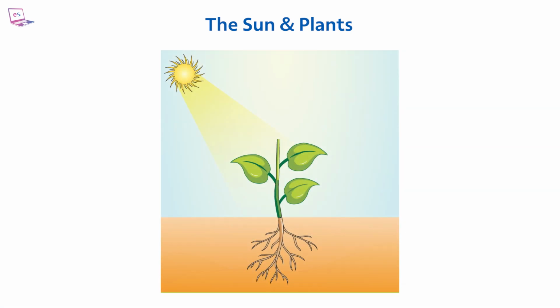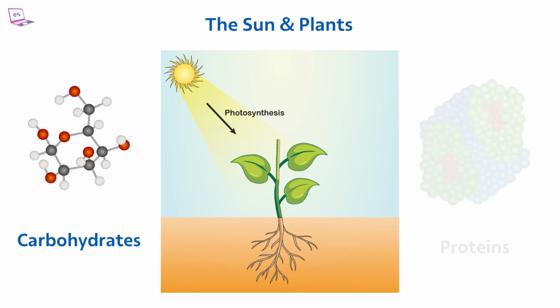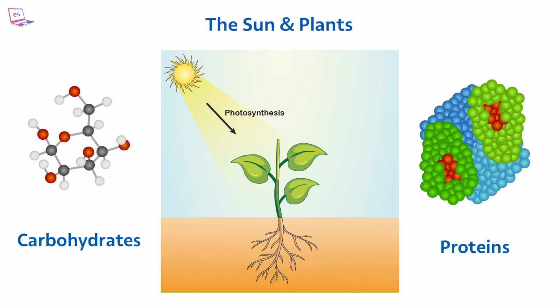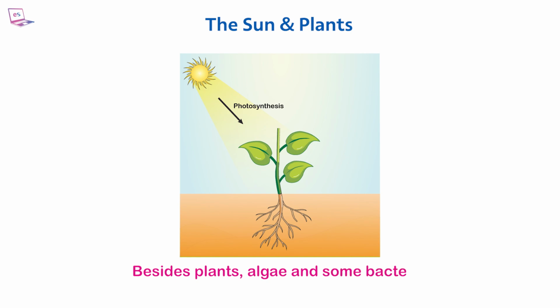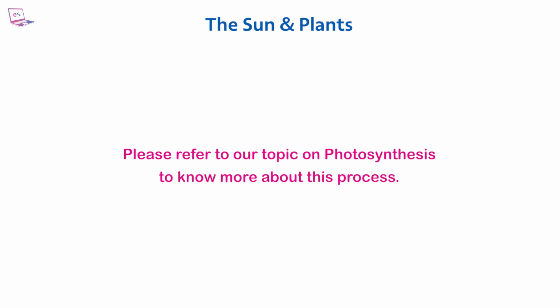Plants depend on sunlight to make their food during photosynthesis. They also produce carbohydrates and proteins during this process of photosynthesis, and store the sun's energy in these two organic molecules. Besides plants, algae and some bacteria also carry out photosynthesis. Please refer to our topic on photosynthesis to know more about this process.